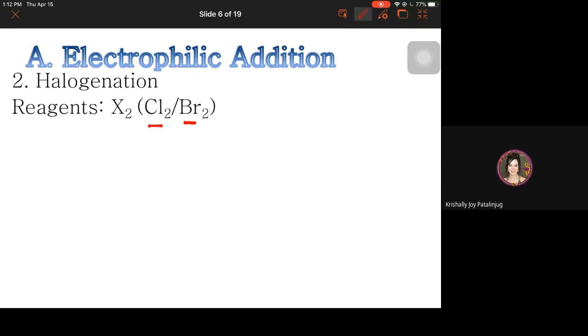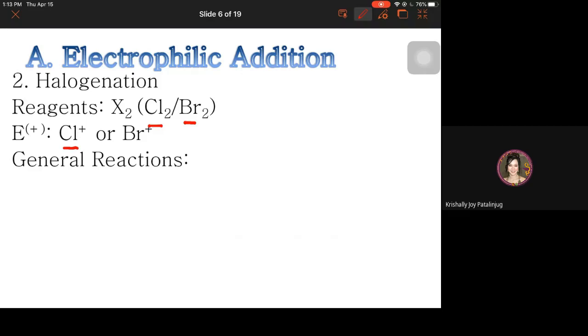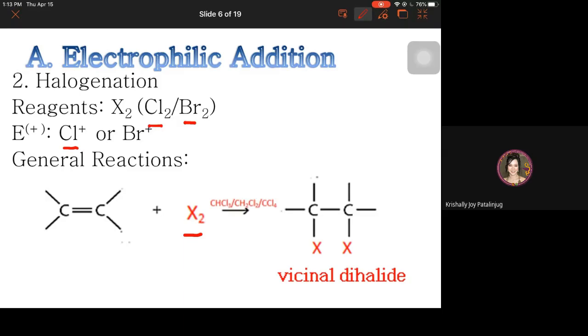Okay? From that reagent, we can produce an electrophile in the form of Cl plus, or Br plus. These are the electrophiles that will be added to the reactive site of the alkene. Cl plus if chlorine gas is used, Br plus if bromine gas is added. So this would be the general reaction. First, the halogenation reaction of an alkene may occur in the presence of an inert solvent. The inert solvent could be chloroform, the common name of CHCl3. Its systematic name is trichloromethane. Trichloromethane or chloroform, it's the same.